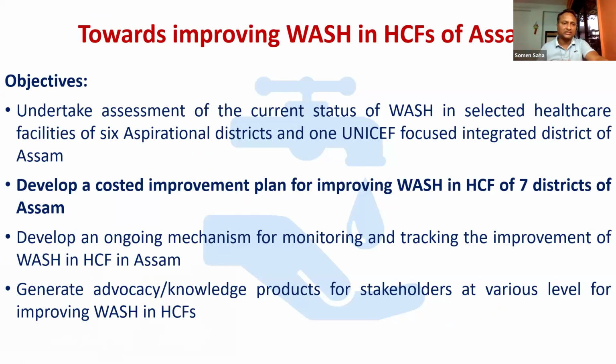This is part of a larger exercise which had 4 objectives. One, to undertake assessment of the current status of WASH in selected healthcare facilities from 7 districts, 6 aspirational and 1 UNICEF focused district in Assam. Two, develop a costed improvement plan for improving WASH in healthcare facilities among those 7 districts. Three, develop an ongoing mechanism for monitoring and tracking the improvement of WASH in healthcare facilities in Assam. And four, generate advocacy knowledge products for stakeholders at various levels for improving WASH in healthcare facilities.